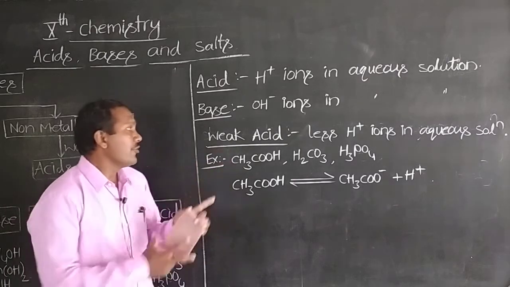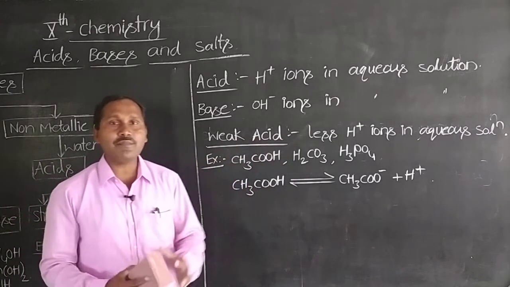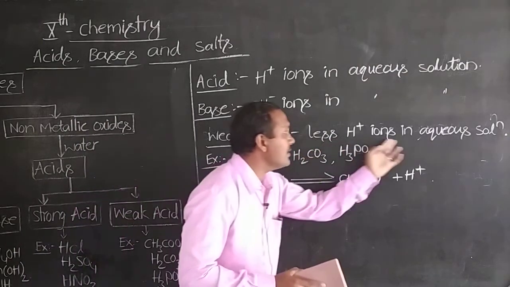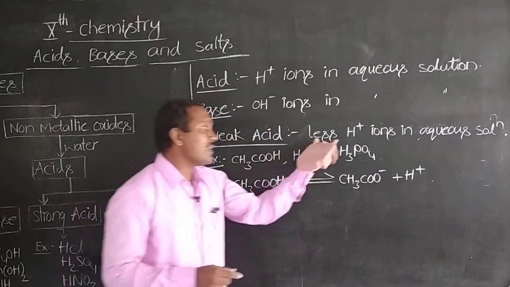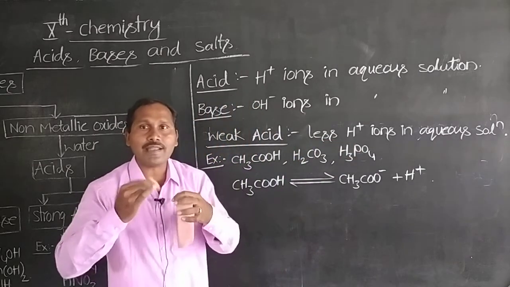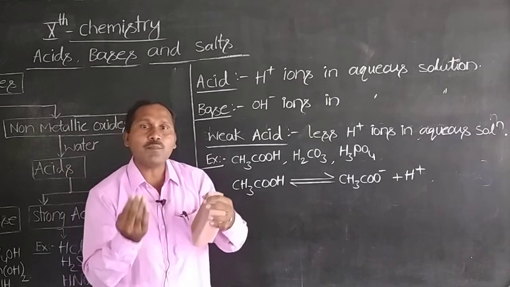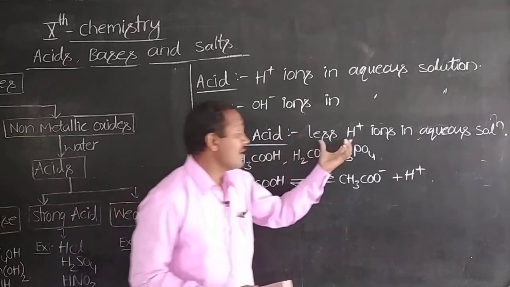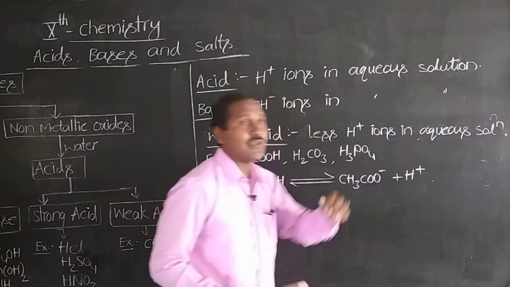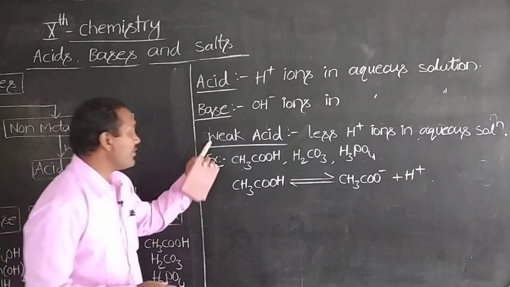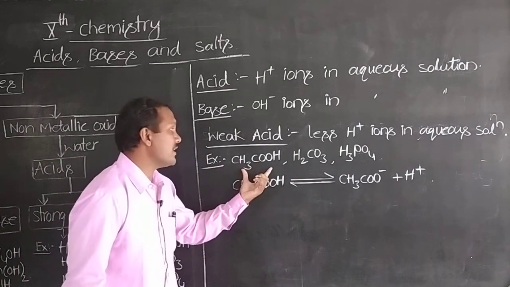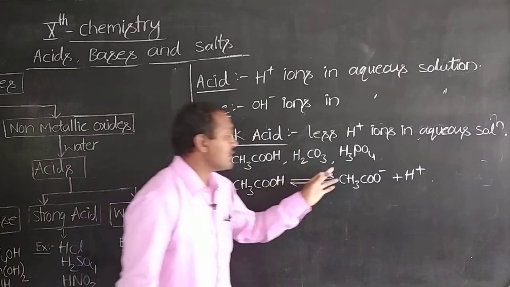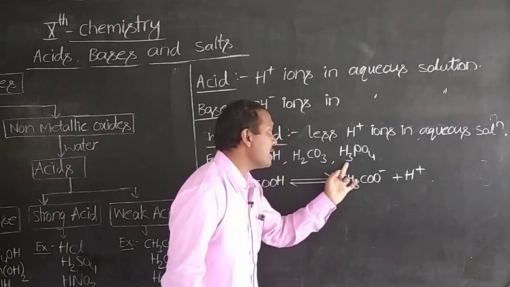Okay, next one, weak acid. Weak acid means the substance which produces less H plus ions in aqueous solution. Less H plus ions means incompletely ionized, less than 100% ionized. Some examples of weak acid are CH3COOH, acetic acid, H2CO3, carbonic acid, and H3PO4, phosphoric acid.